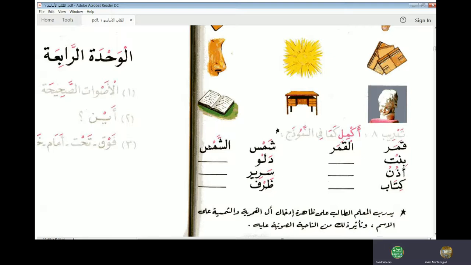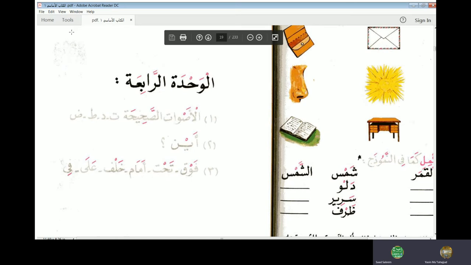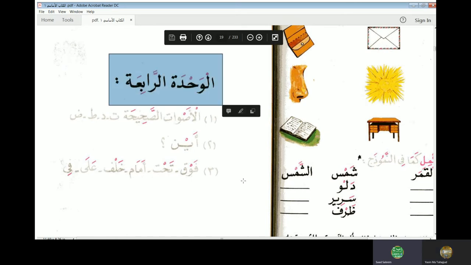Shams, Ash Shamsu. Lam is silent. Dalwu, Ad Dalwu, correct. Sarir, As Sarir, correct. Zarf, Az Zarfu. We'll stop here and next time we'll start from this page. Okay? Any question?